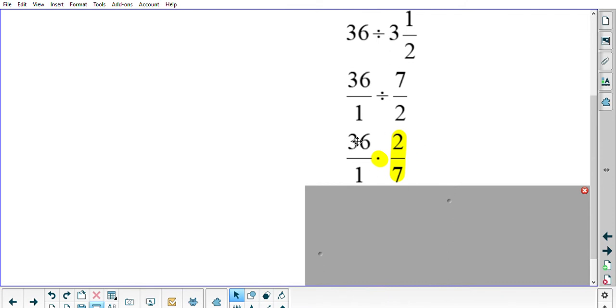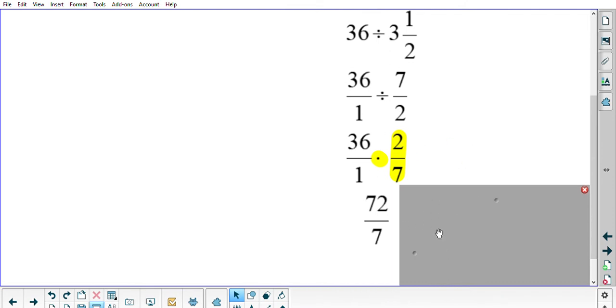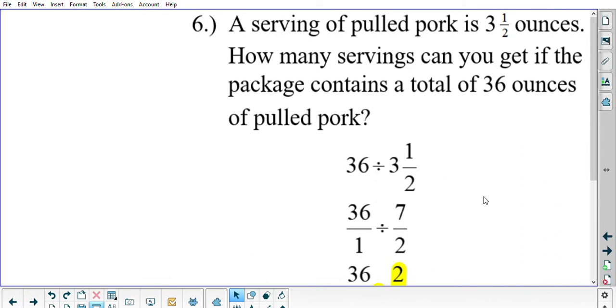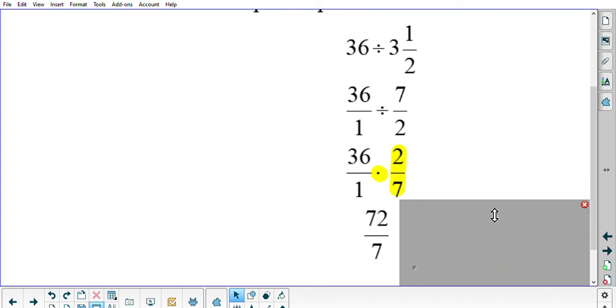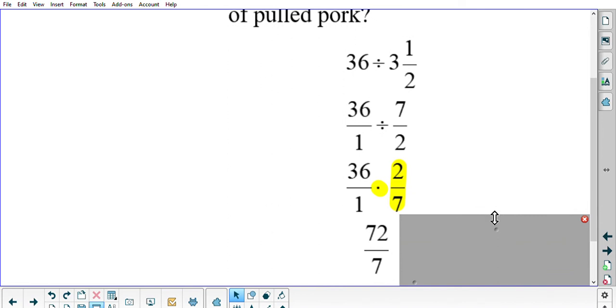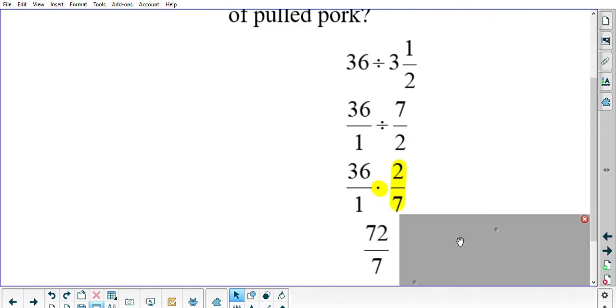All right, so we finished this problem. 36 times 2 gives us 72. 7 times 1 gives us 7. Now, with real life scenario problems, especially this one, the mixed number answer is going to make more sense. So in this situation, if you left the answer as an improper fraction, I would mark it wrong and take off a half point or a whole point, because you would never hear somebody say in real life 72 sevenths servings of pulled pork. There's no way you would hear that. You would hear a mixed number.